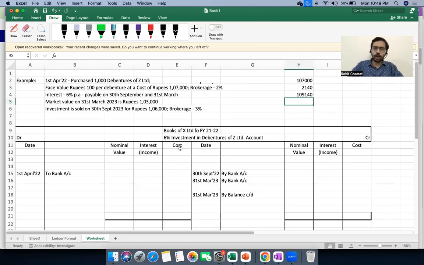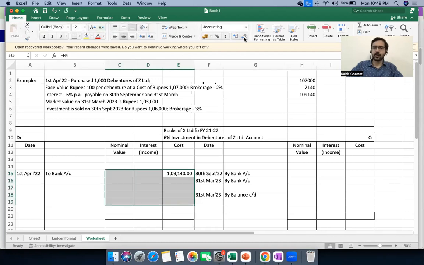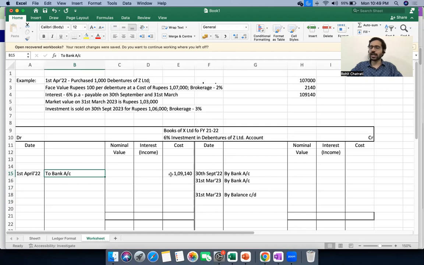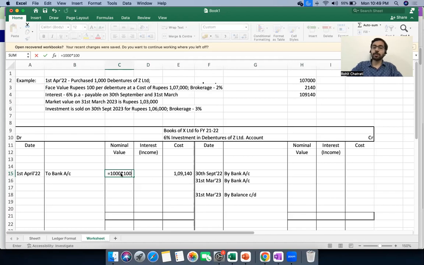1,09,140. So in the cost column, which represents the investment column, I am going to say that I have paid 1,09,140 rupees, and I am crediting the bank account. I've done investment debit to bank account. In the nominal value column, I will have 1000 multiplied by 100, which is 1 lakh rupees. Interest, I'm going to have 0.